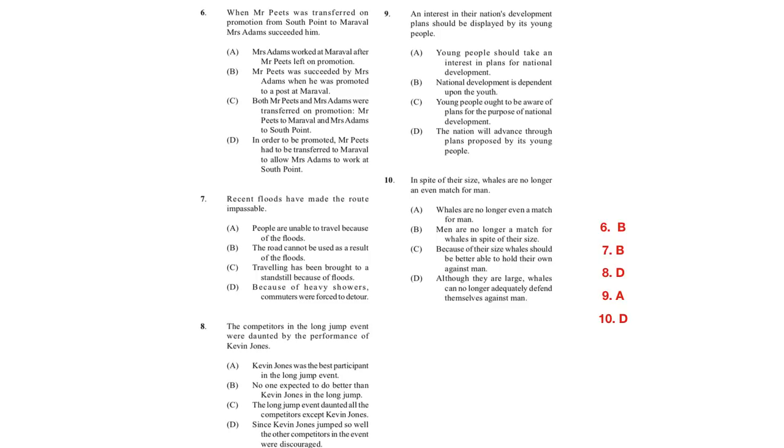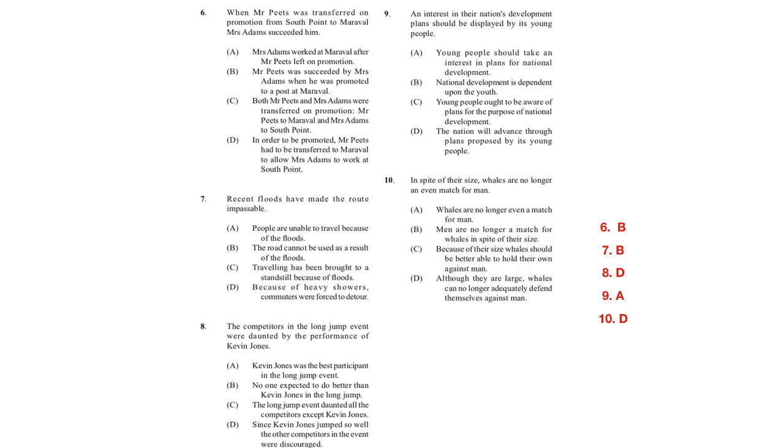So looking at question 6 with equivalent sentences, again I'm saying reread the original, understand what the original is saying before you look at the options for an answer. Alright, so number 6 rather, when Mr. Peets was transferred on promotion from South Point to Marvel, Mrs. Adams succeeded him. So it means that Adams took over when he was transferred. Remember to always question yourself, what is this saying, before you look for an answer. That way you will always find the answer. So let's look at this. What is the original here?